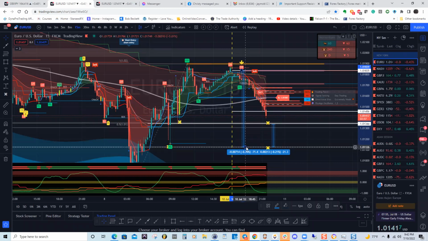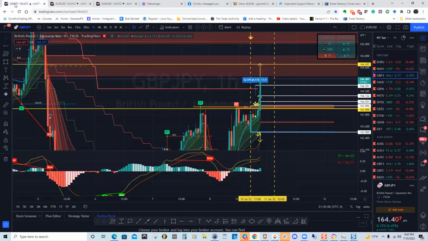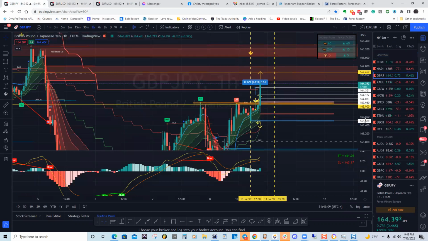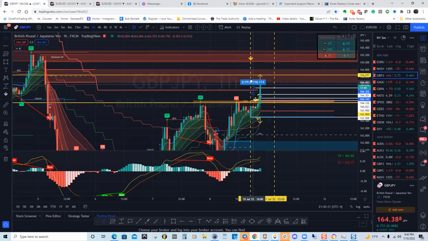So let's see what GJ's doing. This has been 2 nice trades. Look at that thing, it is rising. If it goes to here, that's a weekly level. So it's trying to get to the weekly level. See that? That's where it's trying to go.